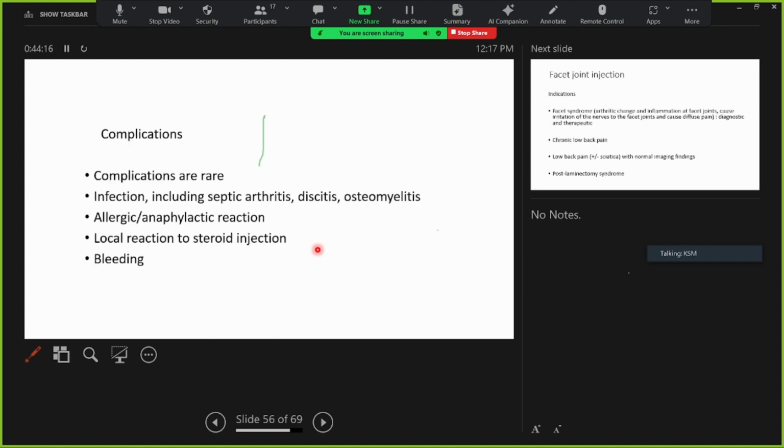The complications are very rare, but there are a few: infection, septic arthritis, discitis, osteomyelitis. Those are very rare complications. Also allergic and anaphylactic reactions, local reactions to the steroid injection, and bleeding.